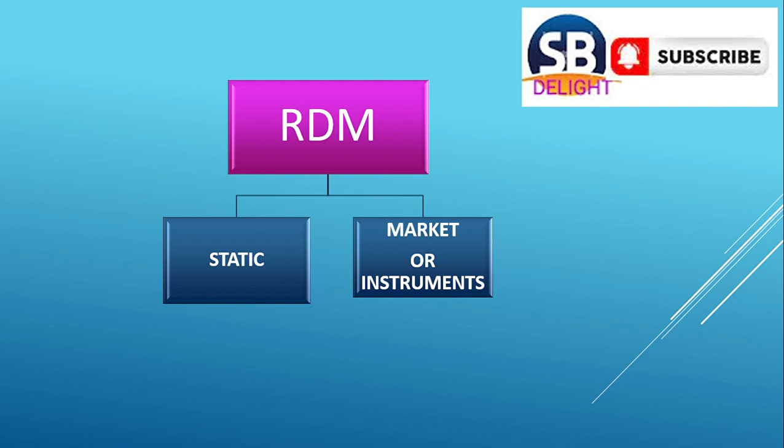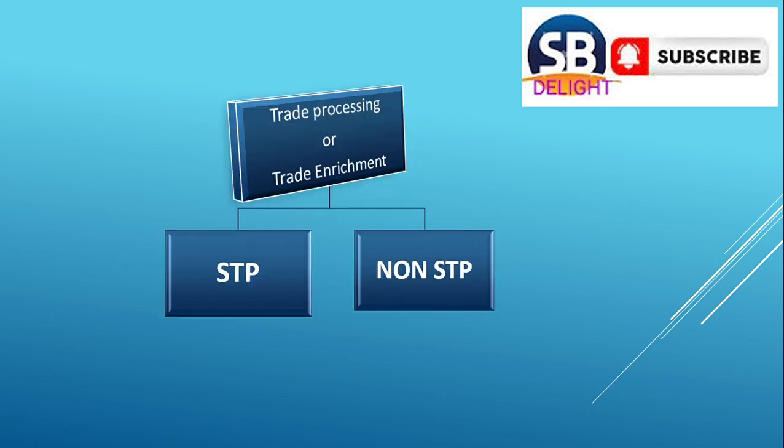Once reference data management is completed, the next process is trade processing or trade enrichment. Reference data management means that before the trade enters the system, they set up all the things: counterparty setup or confirmation, standard delivery instructions, account setup, and ISIN, CUSIP. All of these are set up by the reference data management team. Once that is done, it comes for trade processing or enrichment.